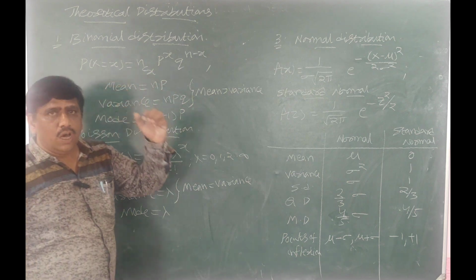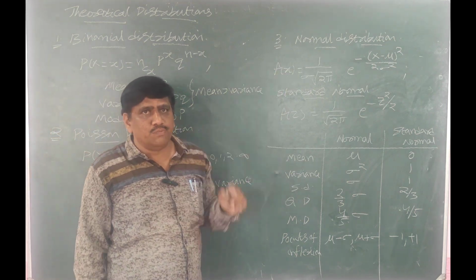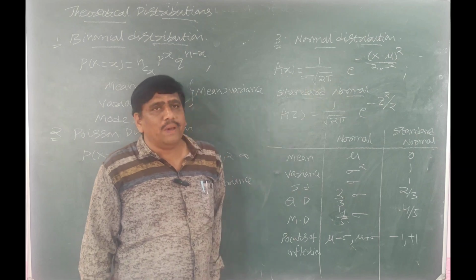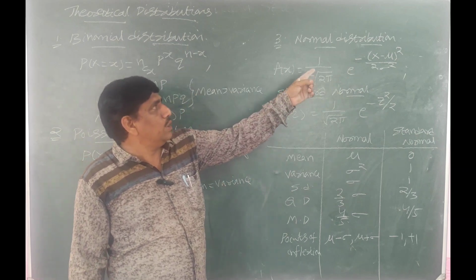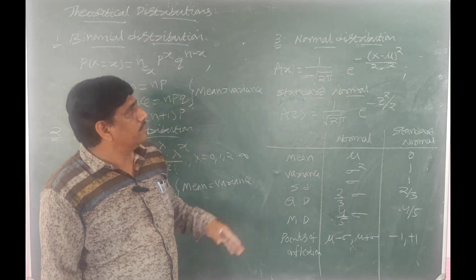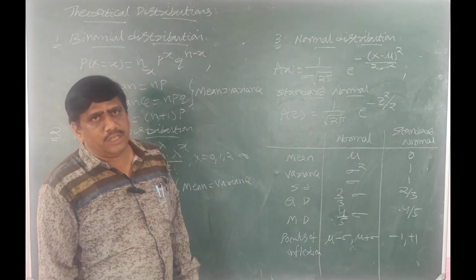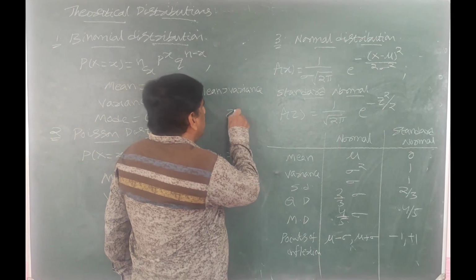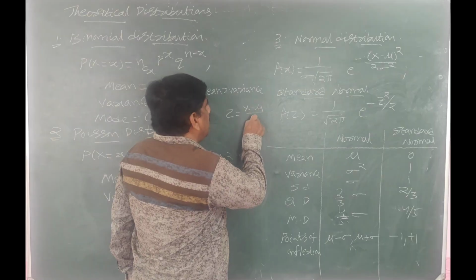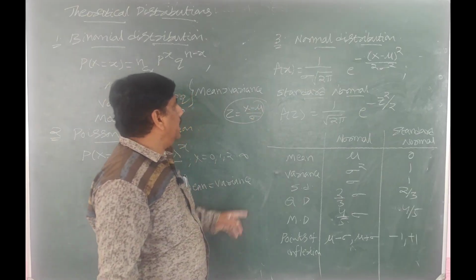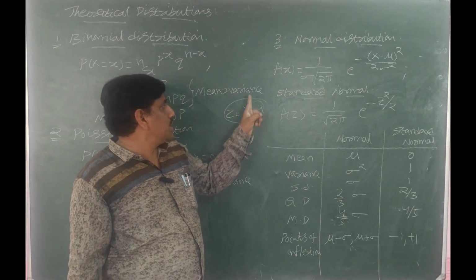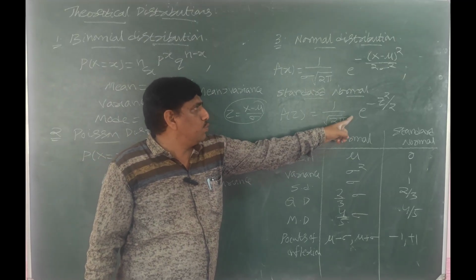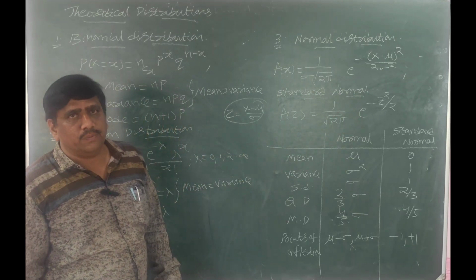Next distribution is normal distribution. It is a continuous distribution. So PDF is denoted by f of x, 1 by sigma root 2 pi e power minus 1 by 2 into x minus mu by sigma whole square. That is the PDF of normal distribution. Standard normal, that means z equal to x minus mu by sigma is known as standard normal variate. Then if you convert normal distribution into standard normal, the standard normal PDF is 1 by root 2 pi e power minus z square by 2.